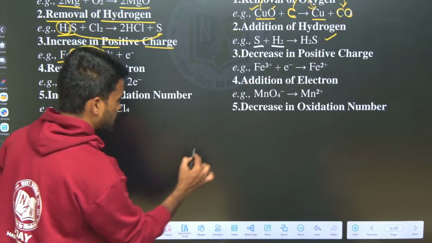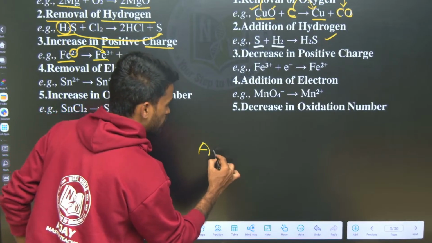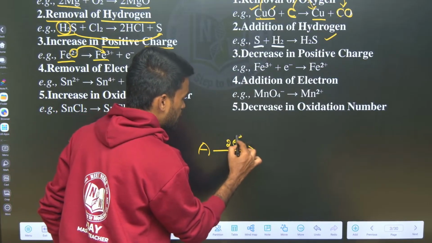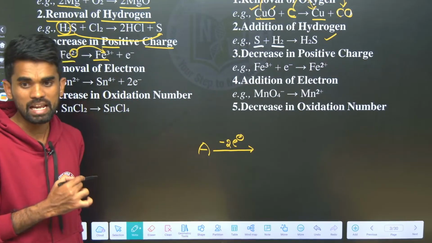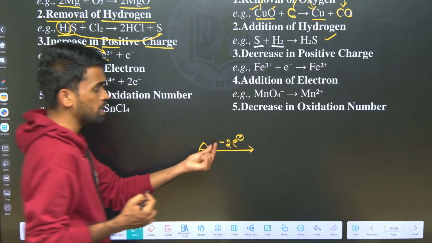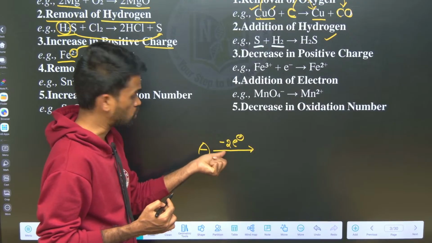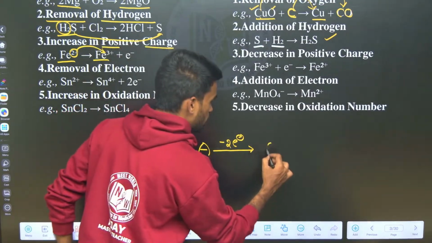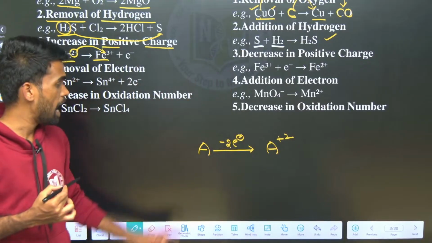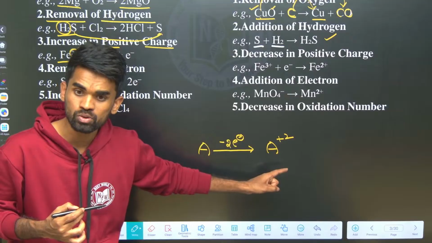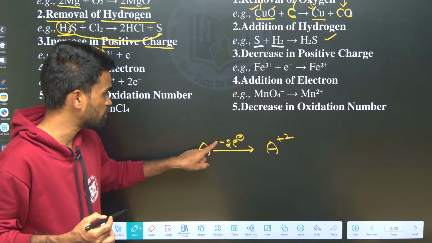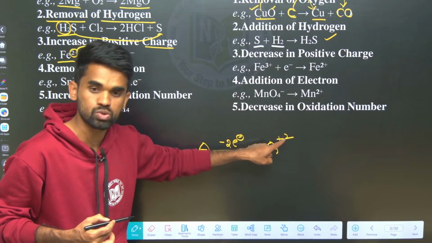When I have element A, if I remove any electrons from it, for example I am removing 2 electrons from element A. See what we are removing? Electrons. What is the charge on electrons? Negative. So how many are we removing? 2 electrons, so that it will become A2+. When we remove electrons, the atom converts into its respective cation. From a neutral atom we are removing 2 electrons, so it becomes plus 2.